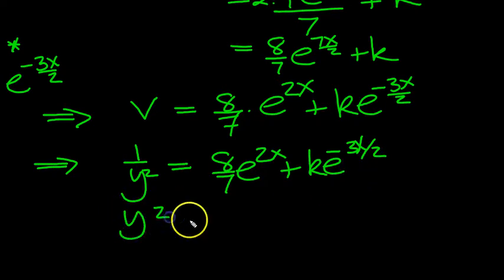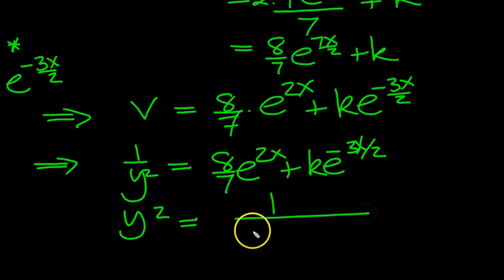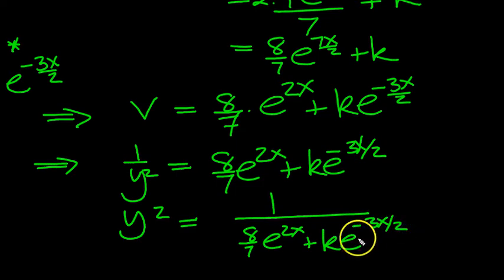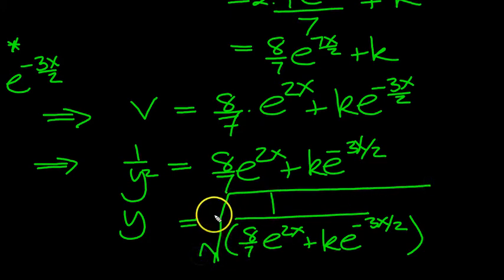So invert it. y squared is 1 over 8 sevenths e to the 2x plus k e to the minus 3x over 2. So I've just inverted this fraction, put a bracket around it. I'm going to square root it all in one fell swoop. So the square root of this side will equal the square root of this side, plus or minus. There we go. So we inverted it, and then we square rooted. You invert this, which is here, and then you square root it, which we did, plus and minus. There's y. Good.